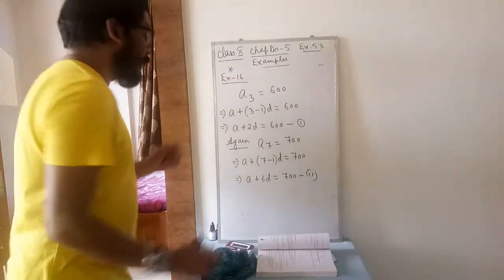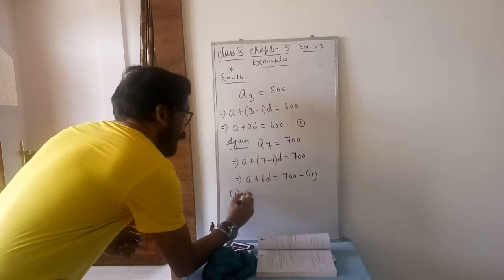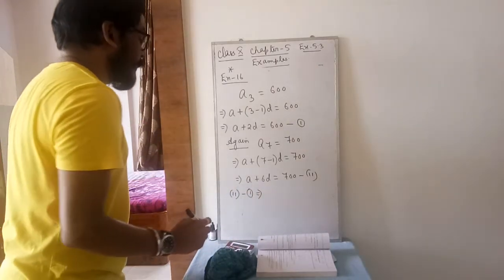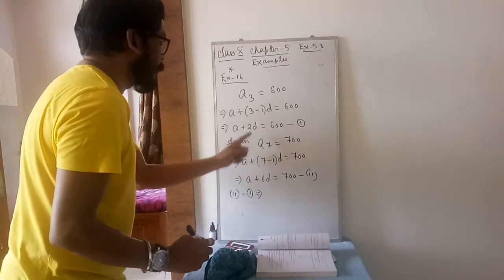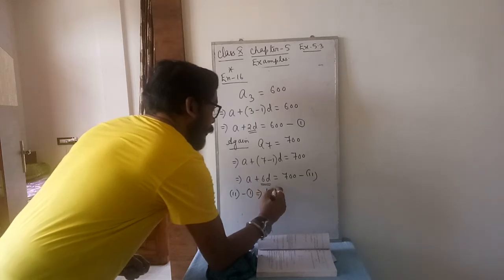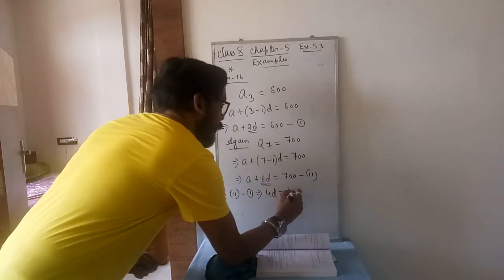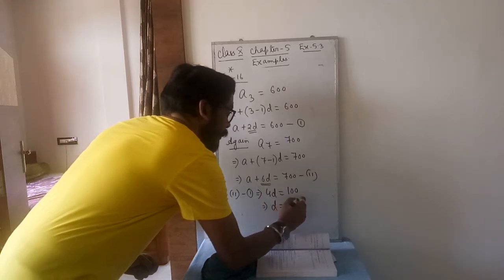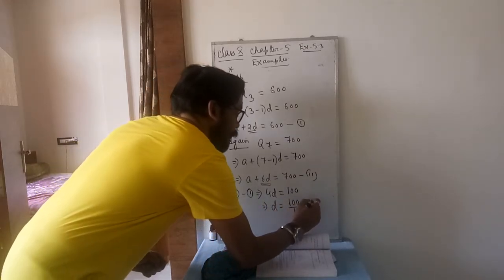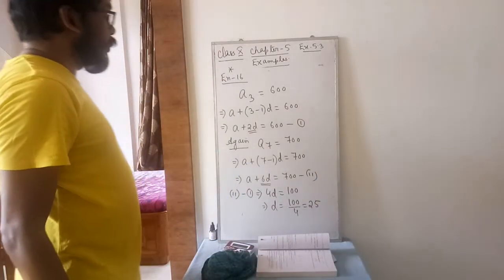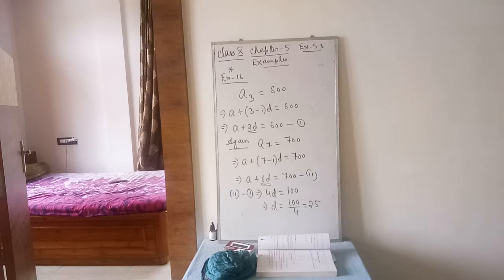So equation 2 minus equation 1, I will use shortcut. Here plus A minus A cancel, 6D minus 2D, it will be 4D, 700 minus 600, it is 100, so D will be equal to 100 by 4, so it is 25. Take the screenshot. I will rub the upper part. Take the screenshot of this.